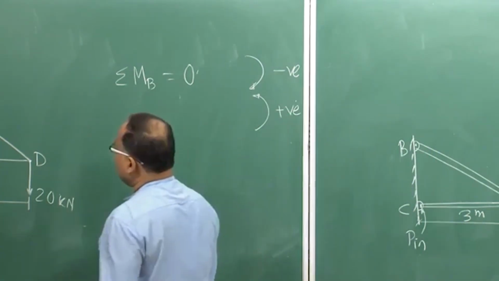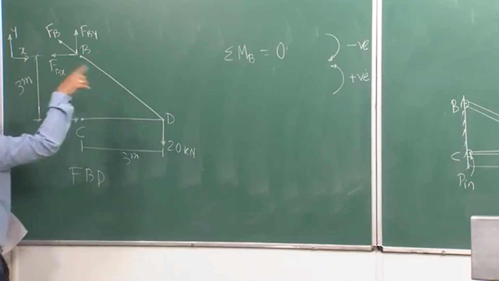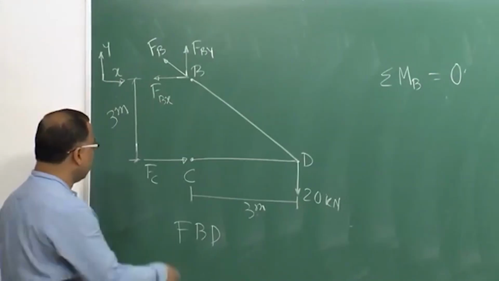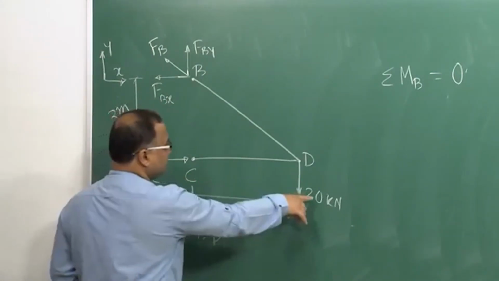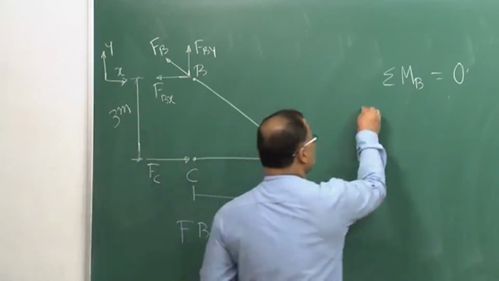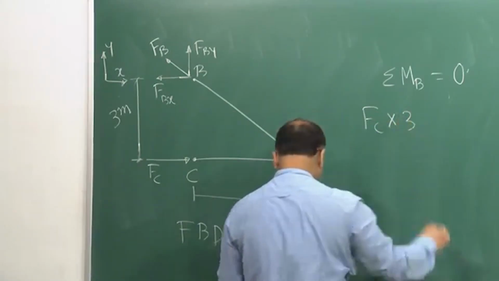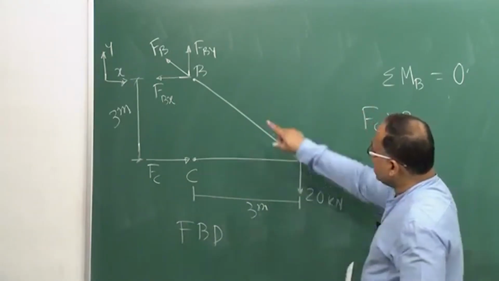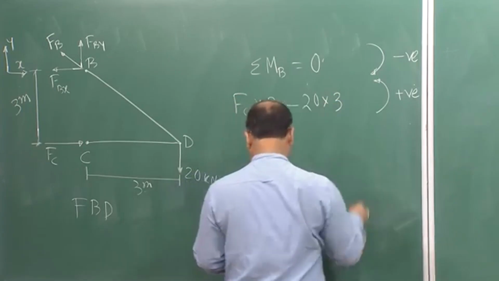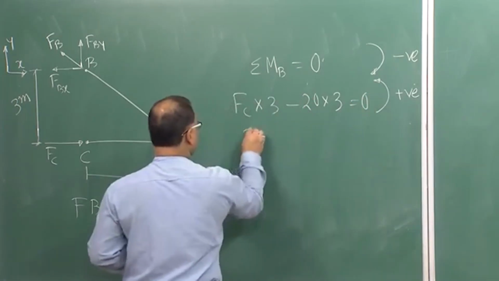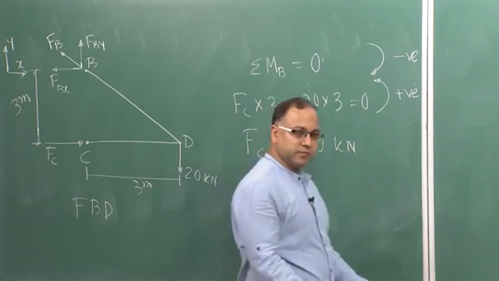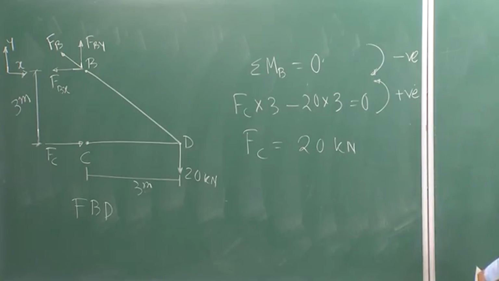Now, if I take the moment equilibrium with respect to point B, which forces are causing moments? Fc as well as this 20 kilonewton. Fc is giving me anti-clockwise moment, so Fc multiplied by 3, and this 20 kilonewton is giving me clockwise moment, 20 into 3, is equal to 0. So, from here I get Fc equal to 20 kilonewton. So, Fc is obtained.